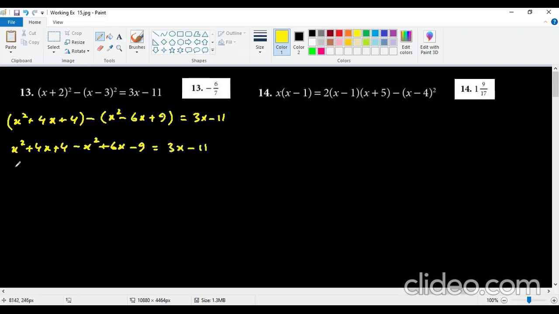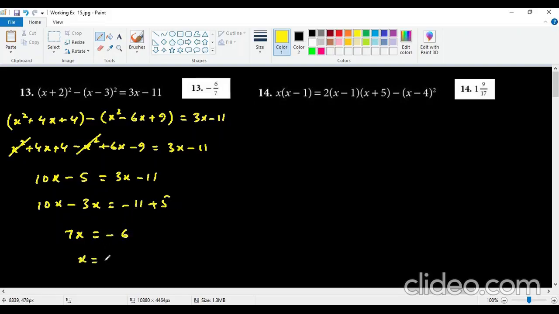Now this x square and x square are going to be cancelled, and 4x plus 6x is going to give us a 10x, and plus 4 minus 9 is going to give you a minus 5 equals 3x minus 11. That means 10x minus 3x equals minus 11 plus 5. So this is going to give us 7x equals negative 6. So x equals negative 6 over 7, which is the correct answer that you can see here.